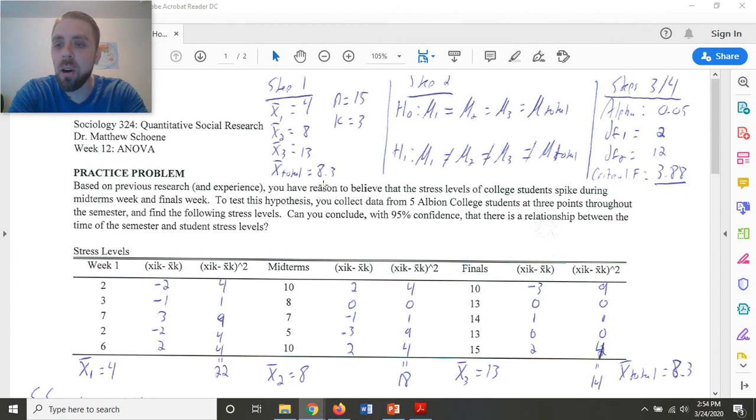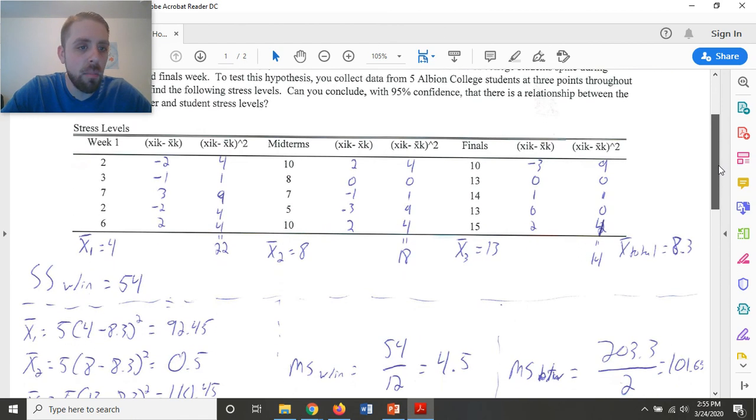Now, in order to calculate my critical F, I first needed the alpha level. No problem there. I took 0.05 right out of the instructions, which told me to calculate this with 95% confidence. I then needed DF1 and DF2. Degrees of freedom 1, you will remember, is K minus 1. So 3 minus 1 is 2. Degrees of freedom 2 is N minus K. So I took my N of 15, subtracted the K of 3 from it, and that gave me degrees of freedom of 2, 12. Looking at my stats packet, I was able to identify a critical F of 3.88.